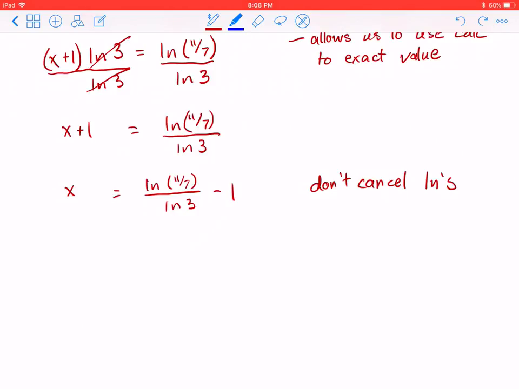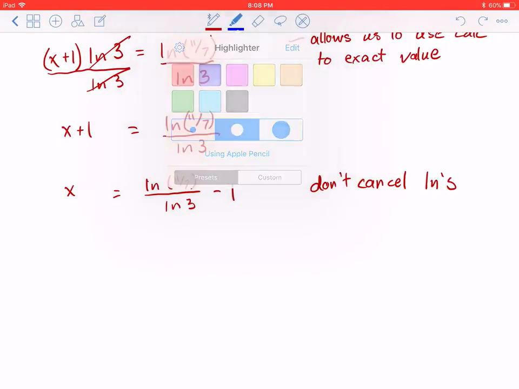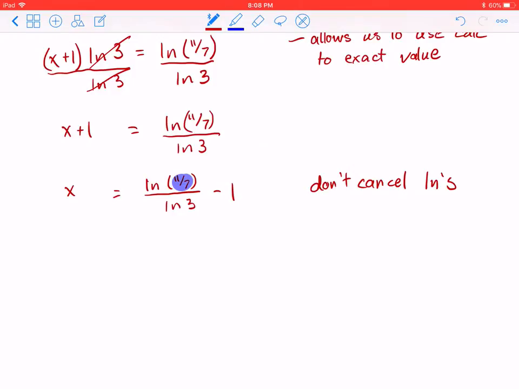Now, again, from here, you could type this in a calculator and get an exact value. But just to review and see what else we can do, remember we have our quotient rule we can apply. So x would be equal to ln of 11 minus ln of 7 divided by ln of 3 minus 1. And you may even say, okay, let's turn this into something really nice. So if this is 1 over 1, what I can do is multiply top and bottom by ln of 3.